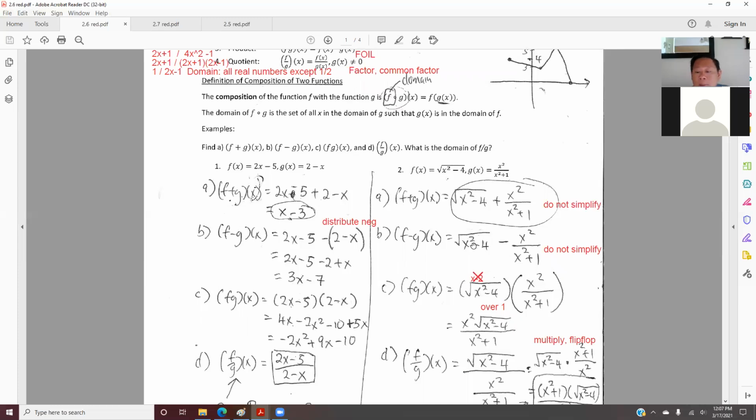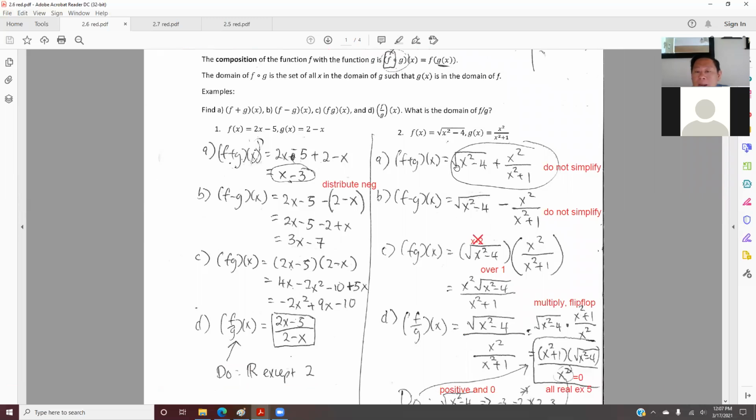Then when you multiply these two, don't forget this x squared minus 4 is over 1, so you multiply them straight across. You get x squared times the square root of x squared minus 4, over x squared plus 1. Now, a lot of students think the square root of x squared minus 4 is x minus 2. It is not x minus 2, okay? Although these two are perfect squares, x squared is x and 4 is 2, because of the minus sign you cannot simplify it to become x minus 2. So do not do that, okay?